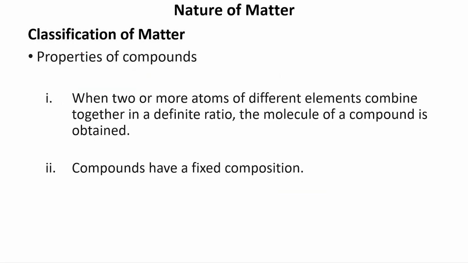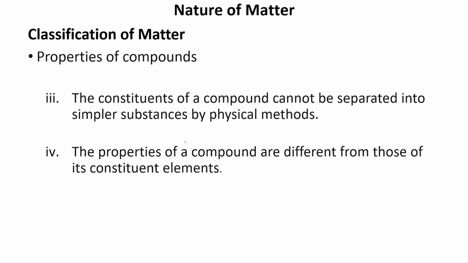Let us briefly go over the properties of a compound. The first one is that different atoms should combine in a definite ratio. Then only a compound is formed, and those compounds have a fixed composition. Next, the constituents cannot be separated by a simple method. Yes, it is true. You cannot get hydrogen and oxygen out of water by any physical method. You have to go through a very critical scientific method to do so.